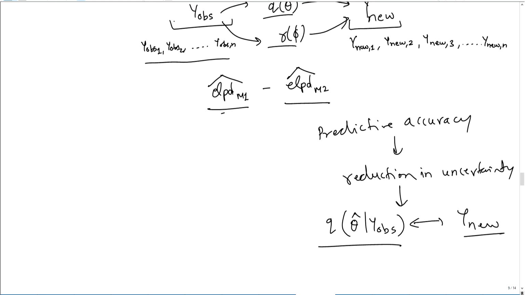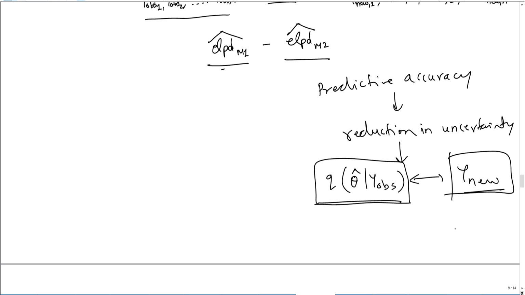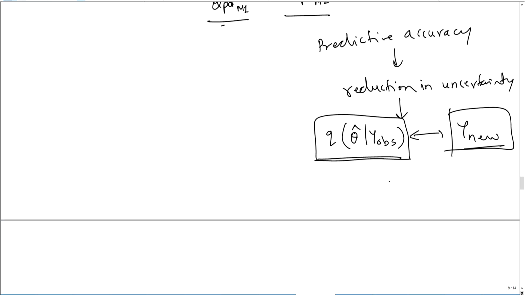So that will be our measure of predictive accuracy. In a way, we are going to evaluate how far these model's posterior predictions are from this future data y new. If the future data looks very different from the model's posterior predictions, then we would say that the model has low predictive accuracy, otherwise it has higher predictive accuracy. Okay? So that's the idea. But how do we measure this reduction in uncertainty? The measurement that we use was KL divergence.